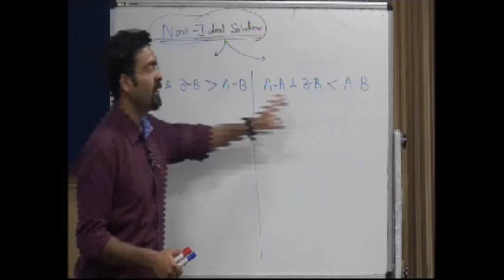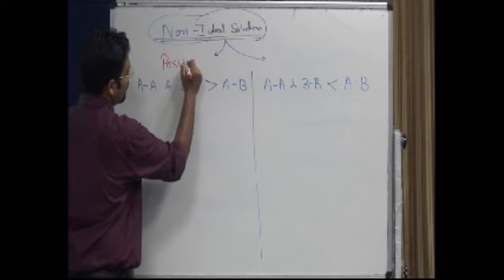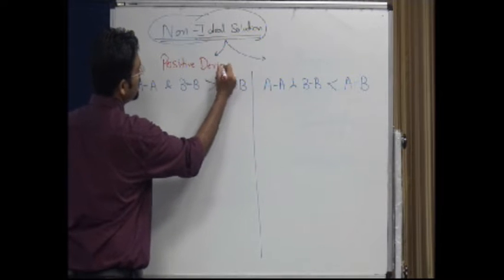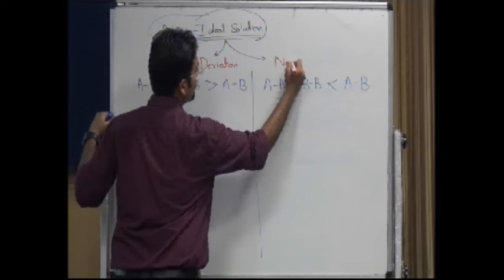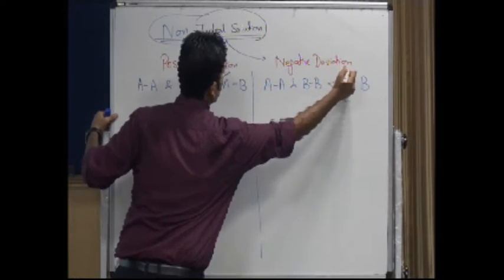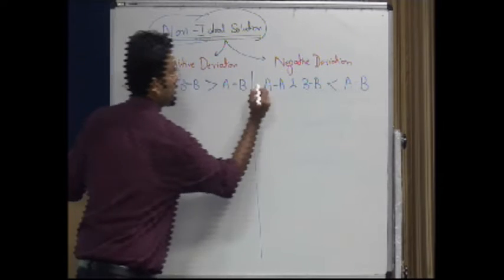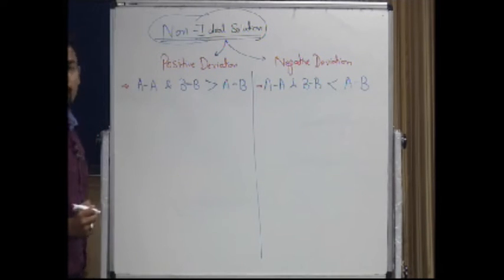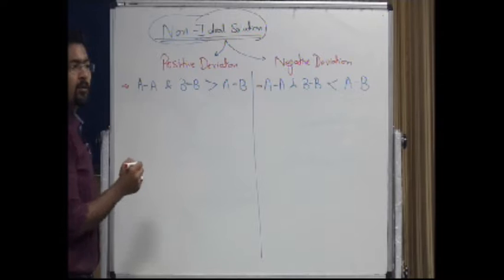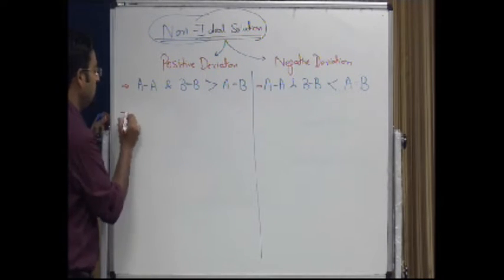Since these are two different kinds of deviation, we define them as positive deviation and negative deviation, right? So this is the first condition for the positive or negative deviation. Now can you just quickly tell me the other two conditions which will be linked to this?